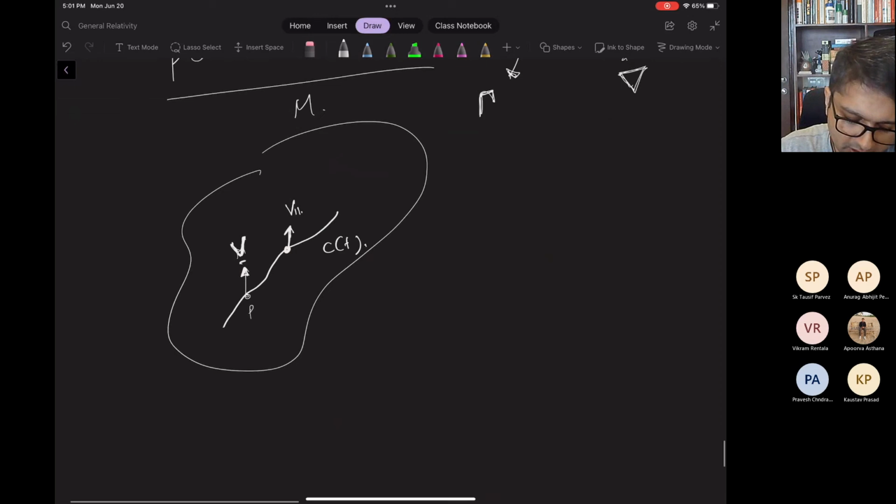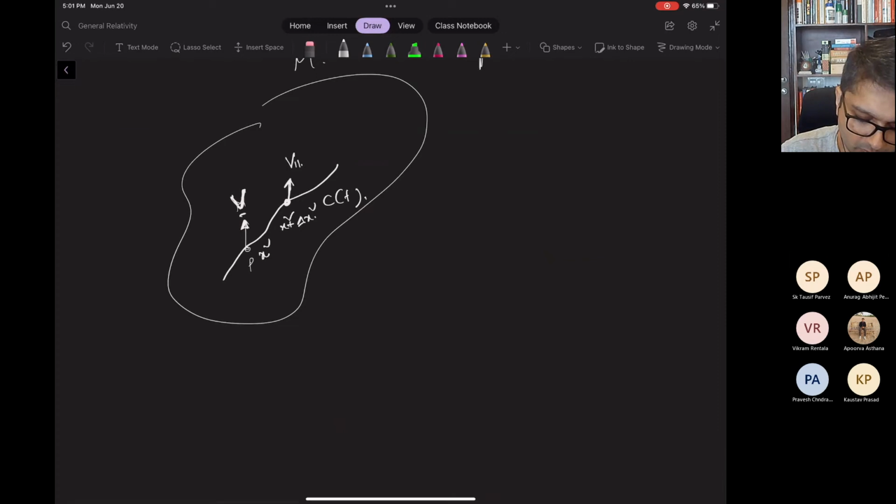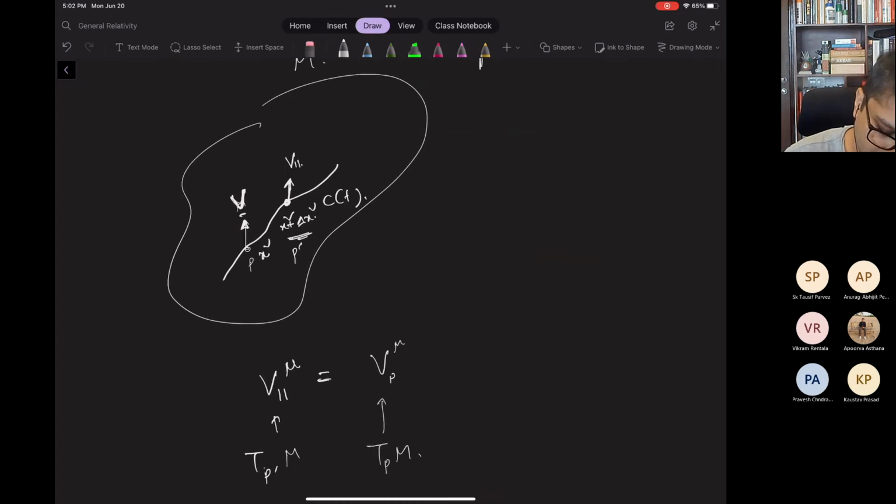Then the way I would do this, in a coordinate dependent way, if this is X and I displace to X plus delta X, where these are the coordinates, then what we argued is that the mu-th component of V parallel would be equal to the original V at the point P. So this belongs to the tangent space at P prime, and I'm comparing it with the original vector which belongs to the tangent space at P.